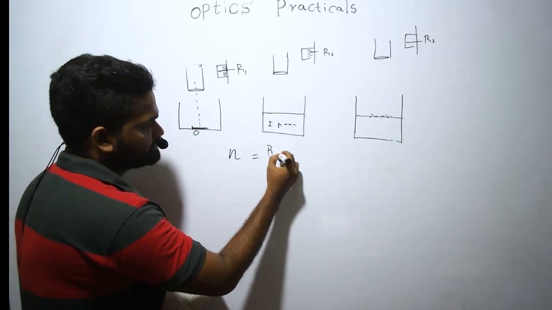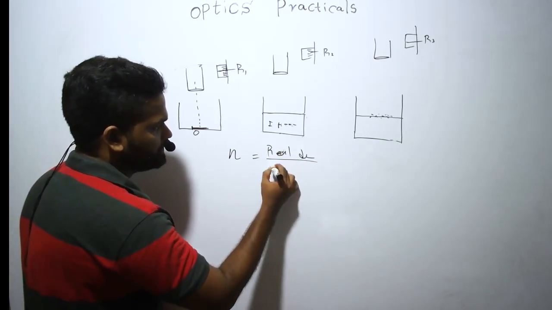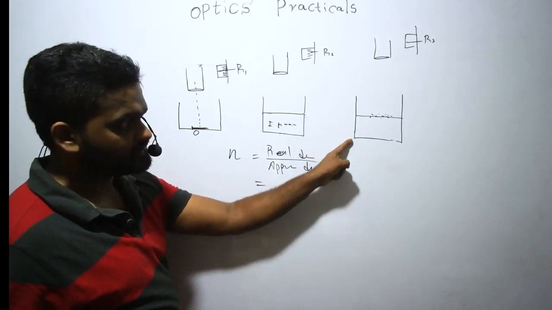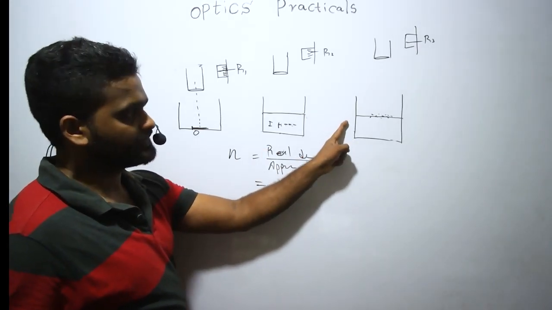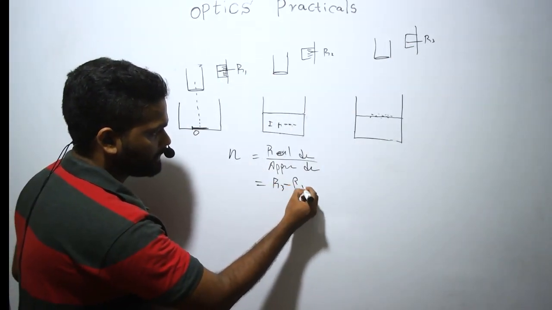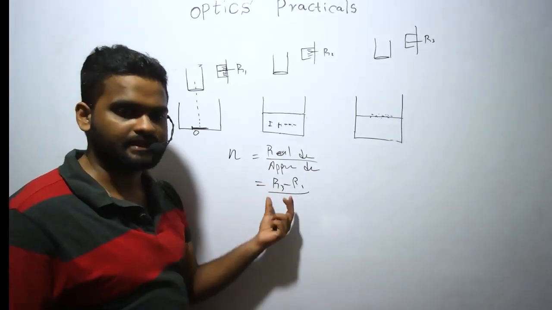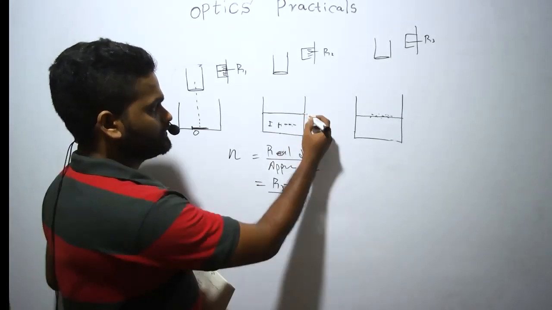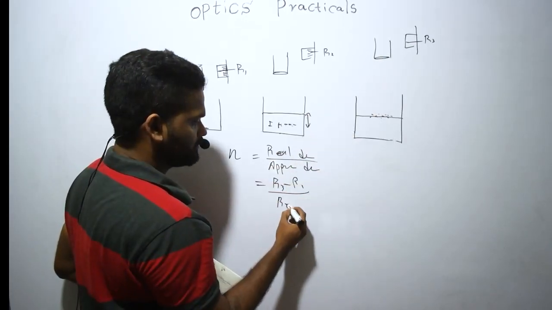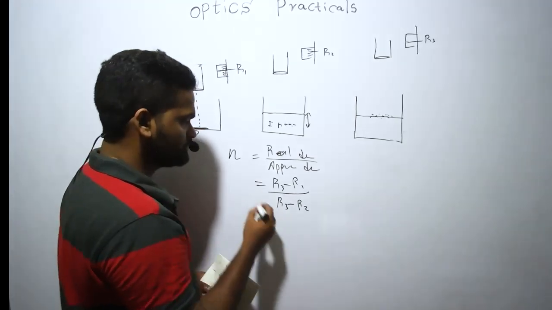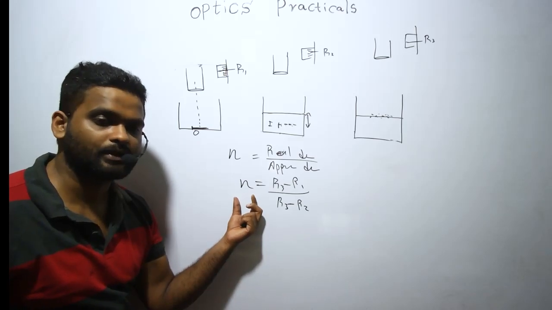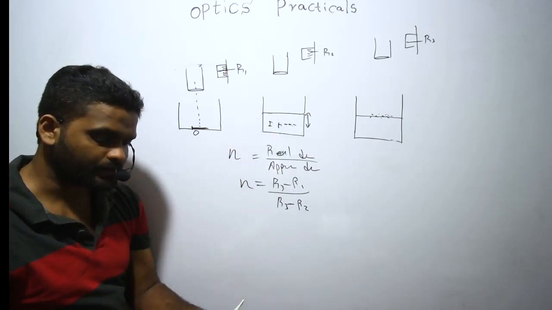Similarly, n is real depth divided by apparent depth. So what is the real depth? This much is the real depth. So real depth can be taken from R3 minus R1. Apparent depth, this much is the apparent depth. So that is R3 minus R2. So these values you know, then you can simplify to get the refractive index of the liquid, right?